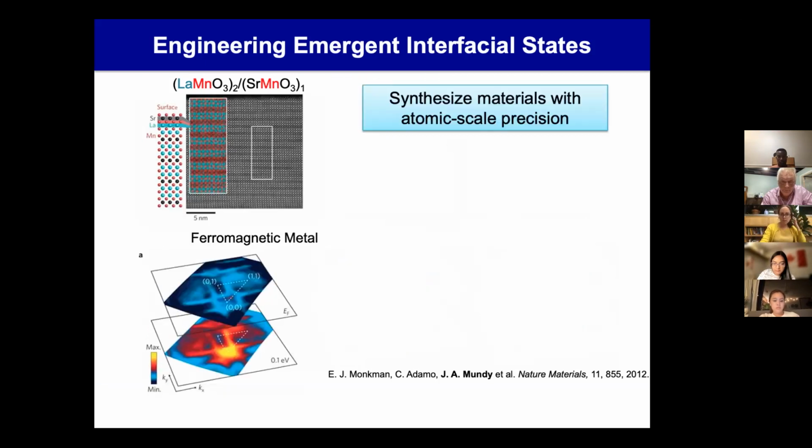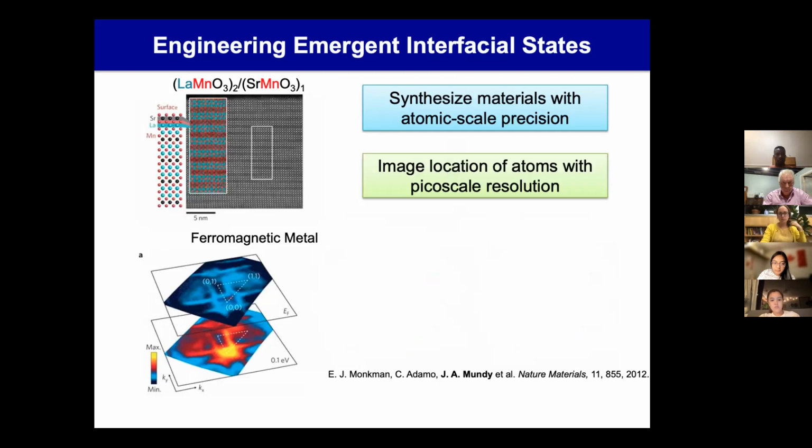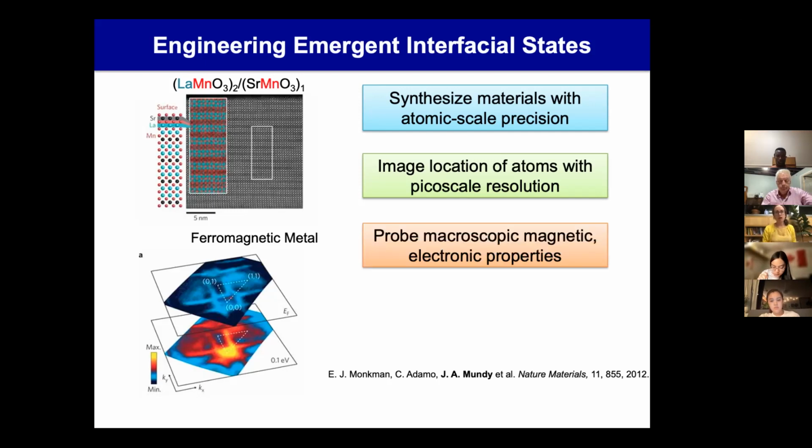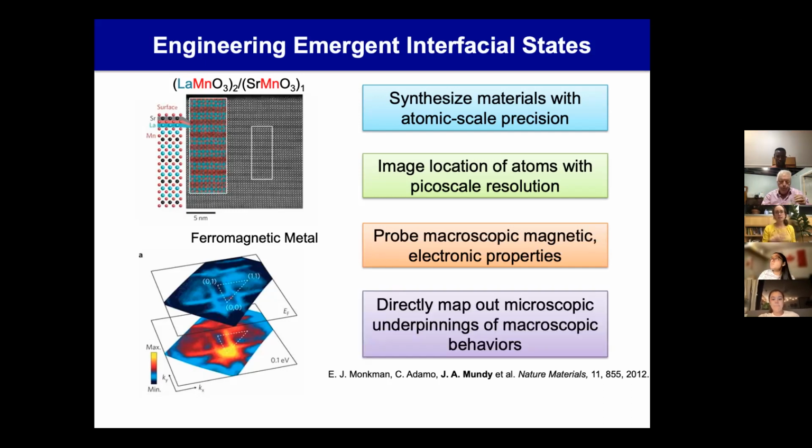Okay, so just to give a high level, our goal is to synthesize these materials with atomic precision, to be able to find where the atoms go with picometer precision. Then to probe those macroscopic properties: is it a metal, is it an insulator, is it a magnet or not. And then ideally to directly look at the microscopic underpinnings of these behaviors. So not just to mix things together and see what happens, but to really understand, when I layer these materials, how do the electrons interact, how do they behave, and how does that give rise to this global behavior that we observe in this material.